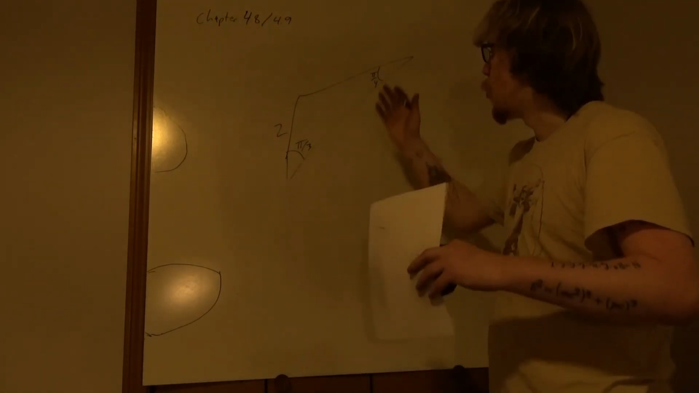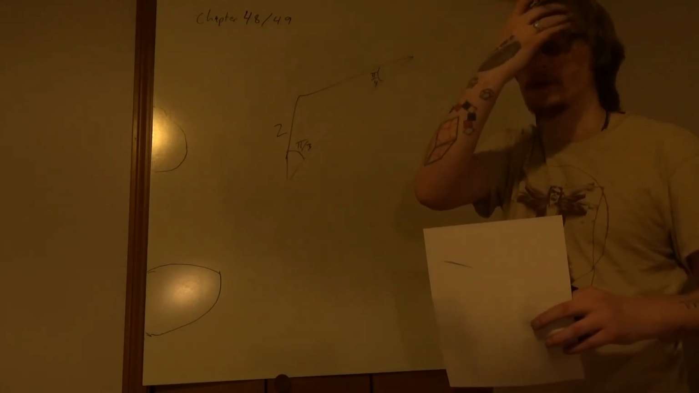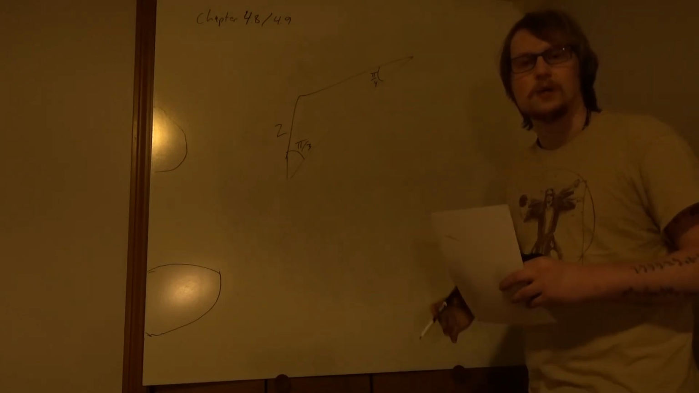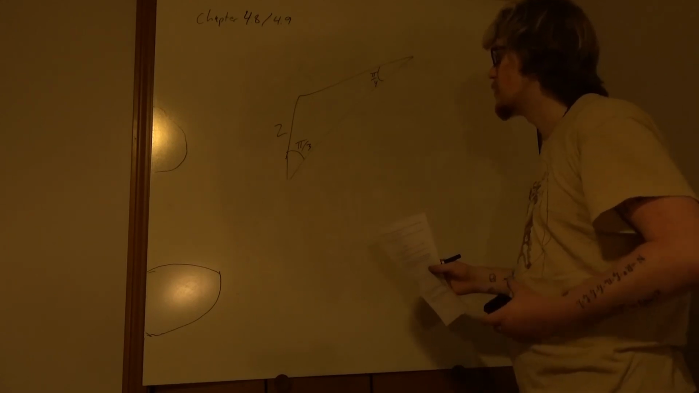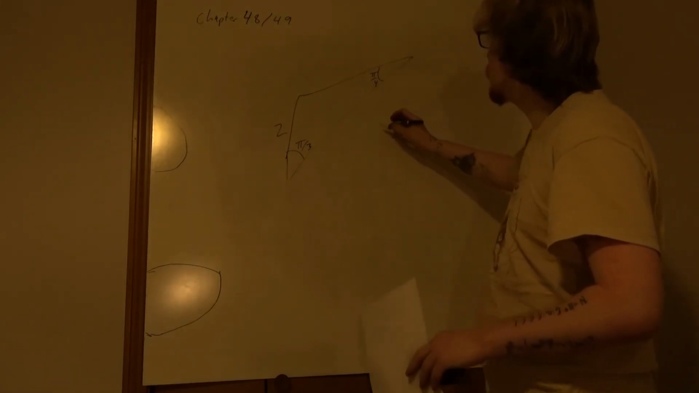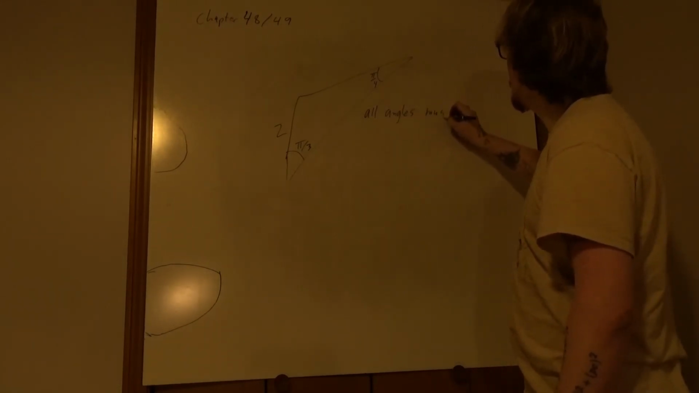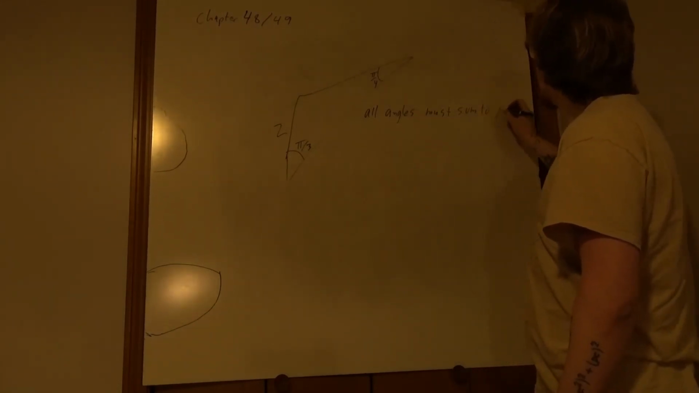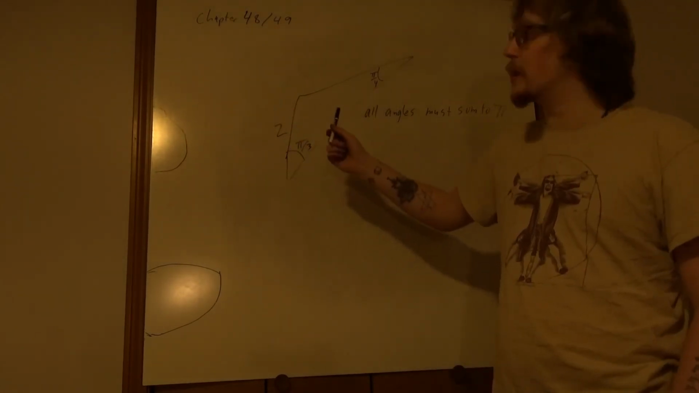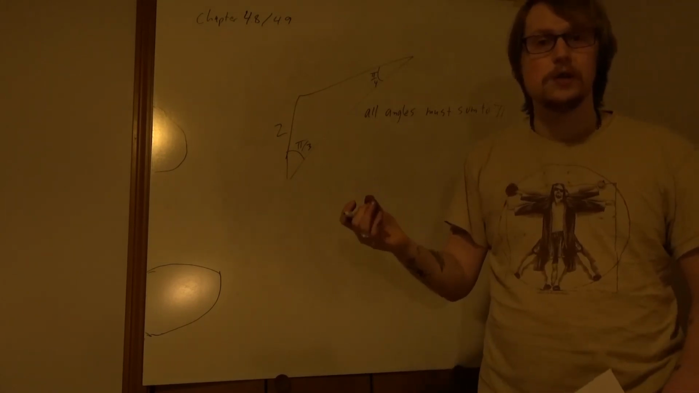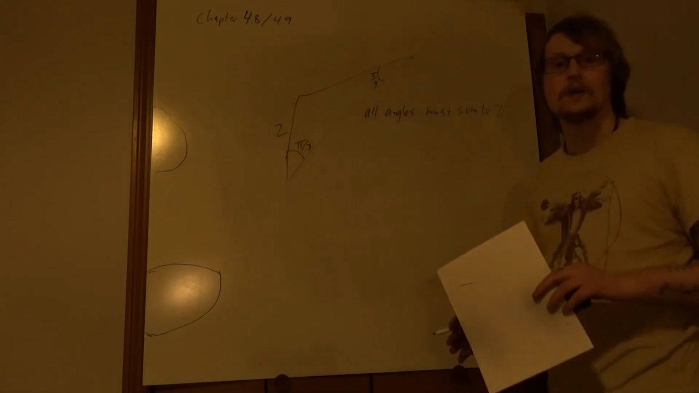So the question is, what are all 3 angles and what are all 3 side lengths? You're only given 2 angles and 1 side length, and we can use the law of sines. We could also use the law of cosines, but we're going to use the law of sines to solve this. First thing is we know all angles must sum to pi. This is a triangle, and so we know that the internal angles of a triangle have to sum to 180 degrees, which in radians is pi. So we can already figure out all 3 angles fairly easily.